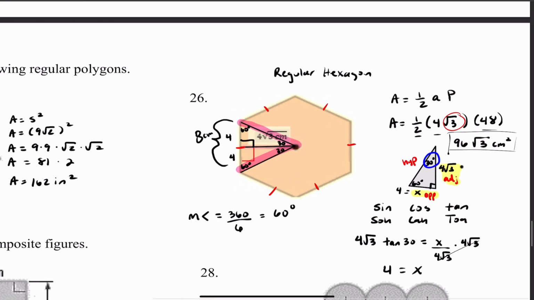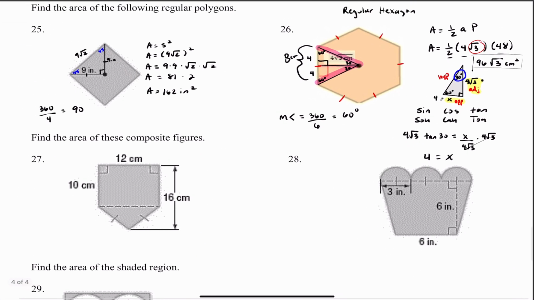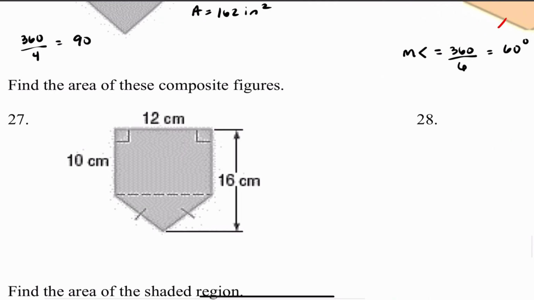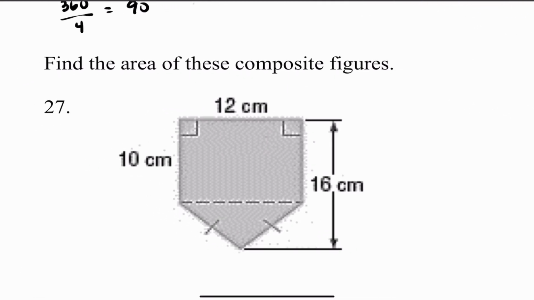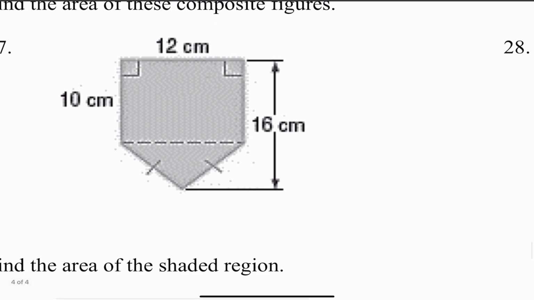All right. So now what I want to go ahead and do is look at number 27. I'm dealing with composite figures, shapes that are combined to form one figure. If we look at number 27, I'm dealing with two figures. I can see the two figures. 1, we have a rectangle. 2, we have a triangle. So I'm going to write area of this rectangle, and the area of a rectangle is base times height, and the area of the triangle is equal to 1/2 base times height.